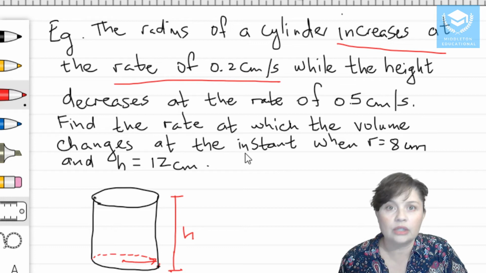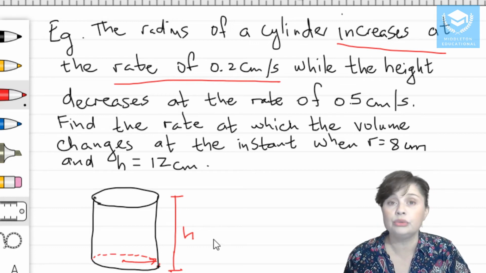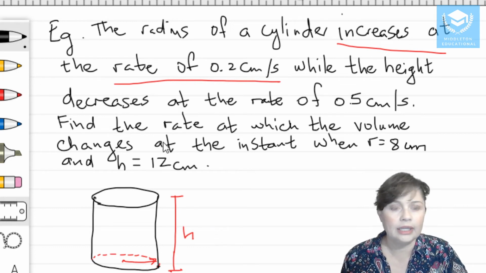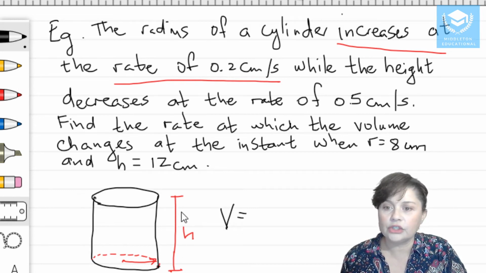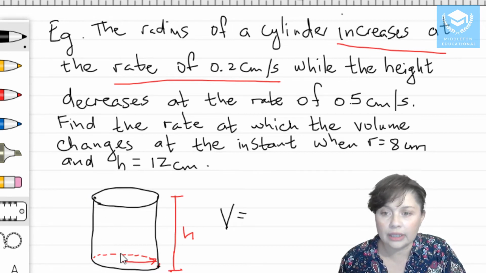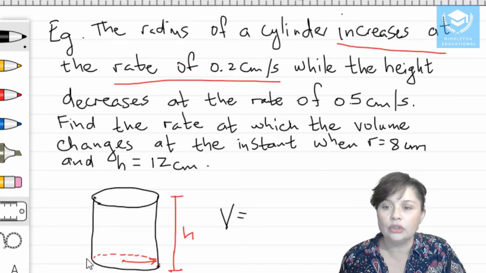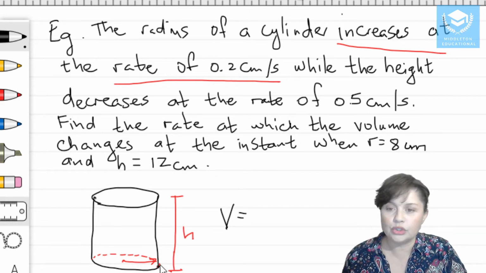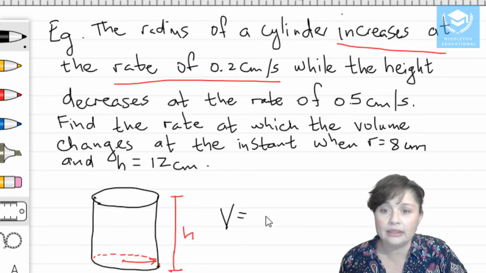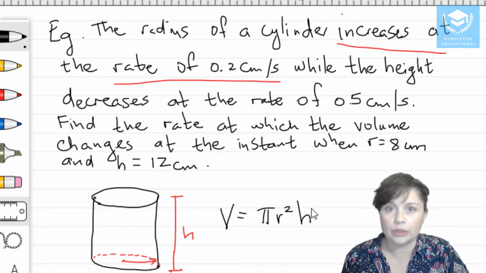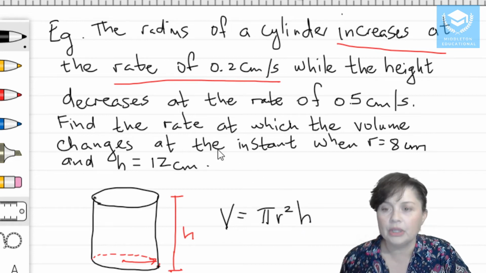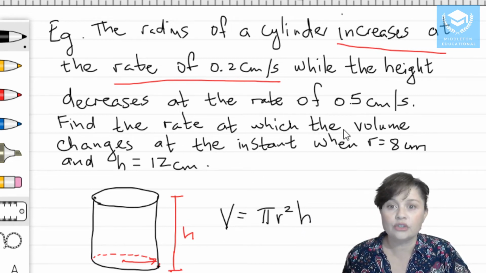Because we're working with volume, you must always work from what you know to what you don't know. So we know that the volume of a cylinder of this shape is basically the cross-sectional area times your height. Your cross-sectional area is a circle, which means you are looking at pi r squared times your height. And this is what you are going to be working with. Because remember, what are you looking for? You are looking for the rate of change of your volume.